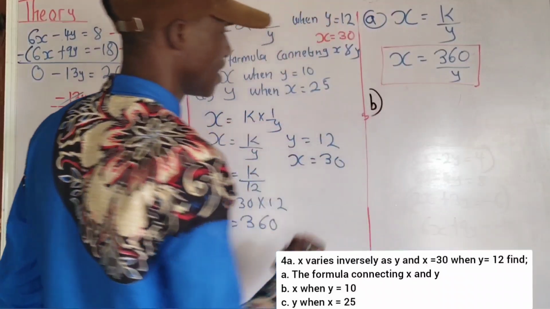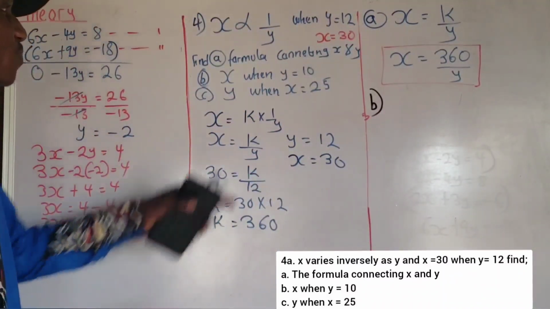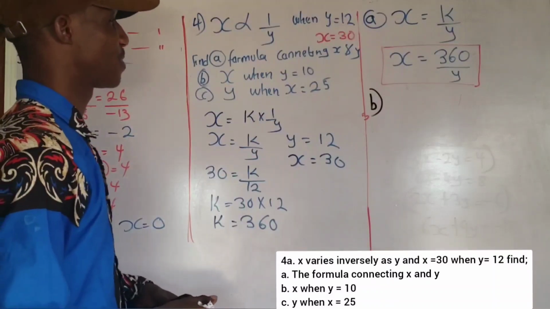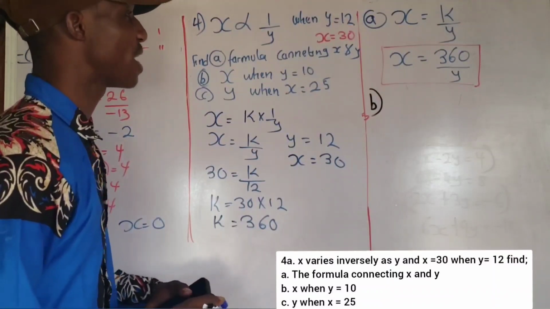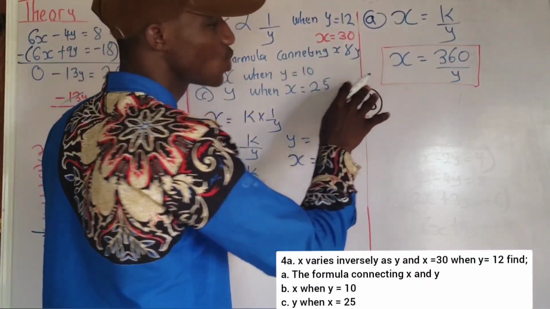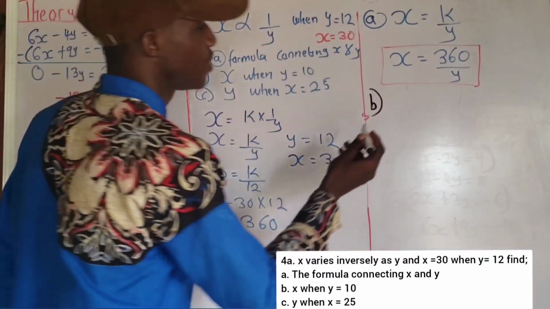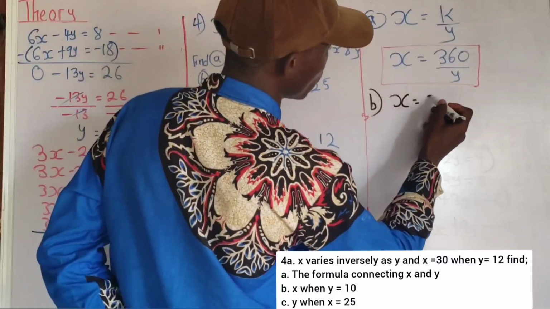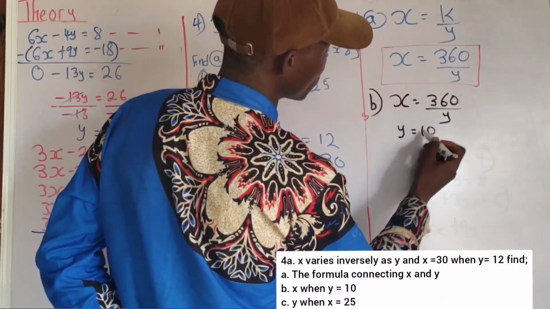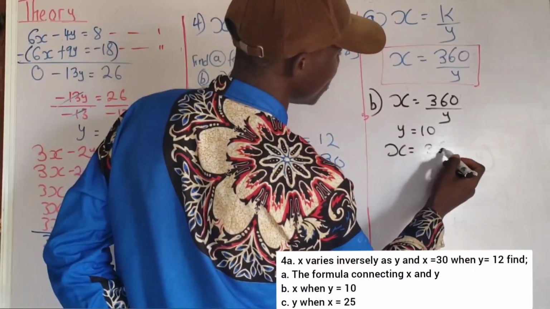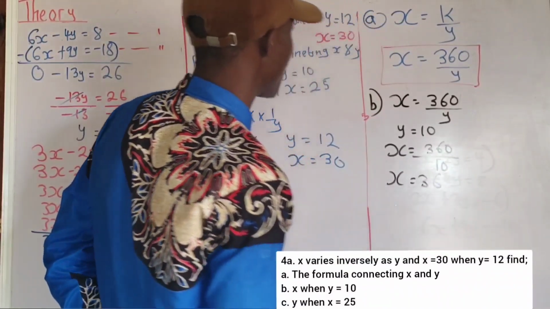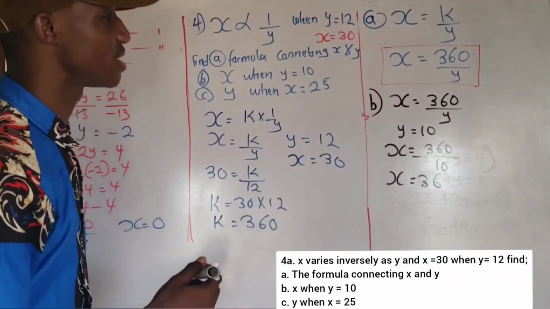Now let us solve the second question. We are asked to find the value of x when y is equal to 10. You can easily get the value of x. All you have to do is substitute the value of y as 10 into the equation connecting x and y. The equation is x equals 360 all over y. So when y is 10, I'm going to have x equals 360 all over 10. You understand? x is equal to 36. So when y is 10, x is equal to 36.